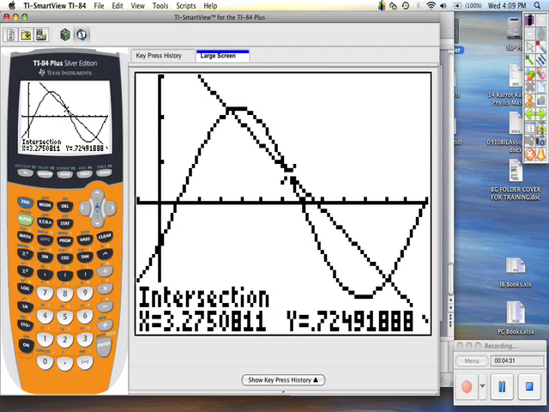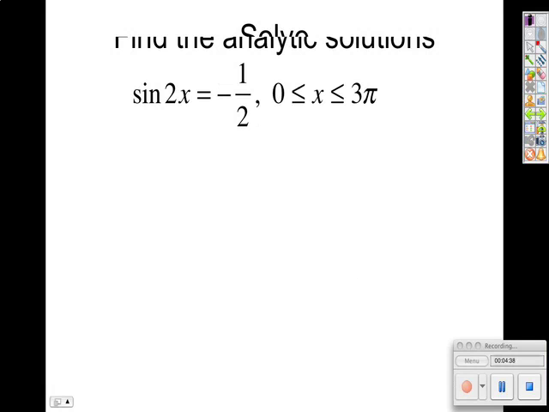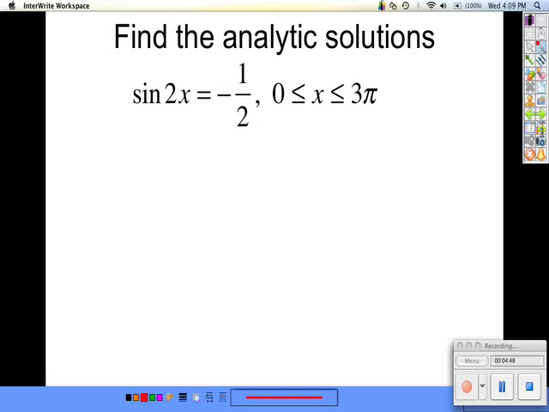When it asks for the analytic solutions, it's asking for the exact solutions. And anytime it's doing this, we're going to be referring to the unit circle. So I want the sine of something that's negative 1/2. I'm going to draw a little sketch, just real quick. Negative 1/2 being the sine, that's the y coordinate that would be this angle.